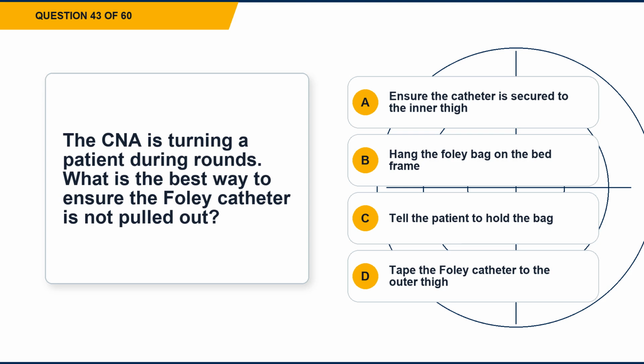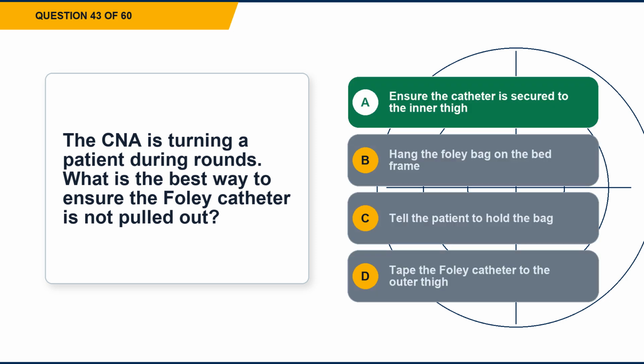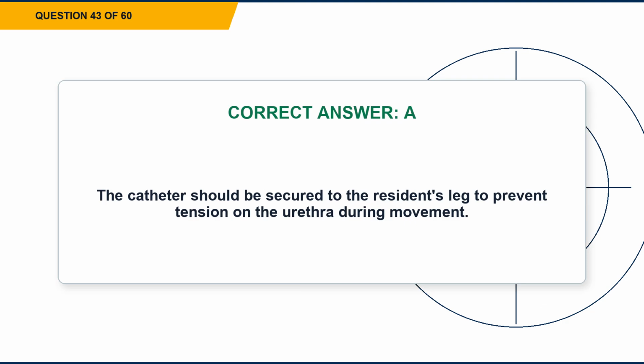Question 43. The CNA is turning a patient during rounds. What is the best way to ensure the Foley catheter is not pulled out? Option A. Ensure the catheter is secured to the inner thigh. Option B. Hang the Foley bag on the bed frame. Option C. Tell the patient to hold the bag. Option D. Tape the Foley catheter to the outer thigh. The correct answer is option A. Ensure the catheter is secured to the inner thigh. Explanation. The catheter should be secured to the resident's leg to prevent tension on the urethra during movement.